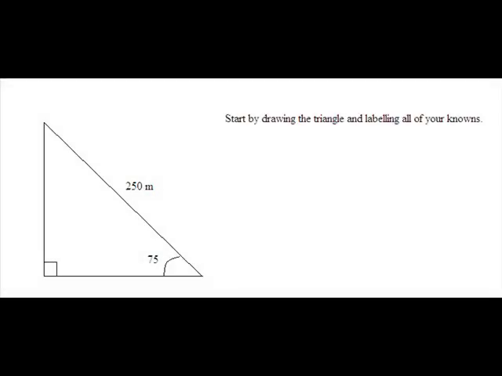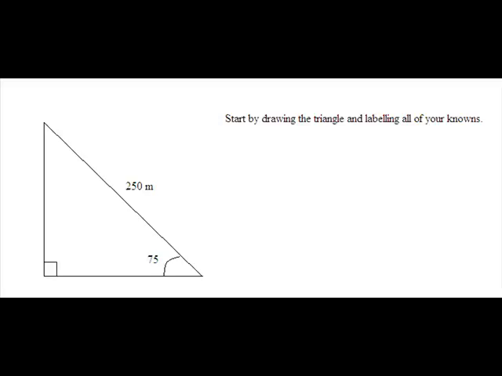After reading the question, the first thing you want to do is to draw a triangle so that you have a better understanding of what the angles and sides are. And you know that they give you the side of 250 meters, which is going to be the hypotenuse, and an angle of 75 degrees.